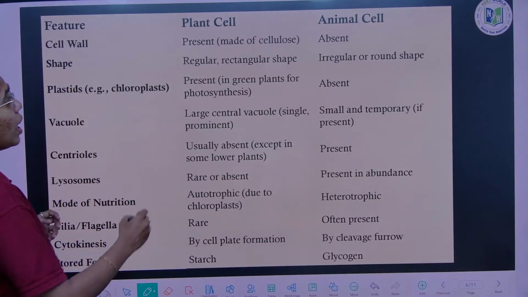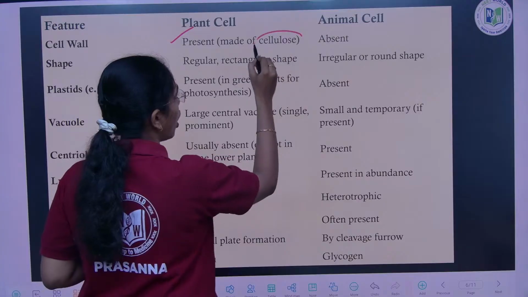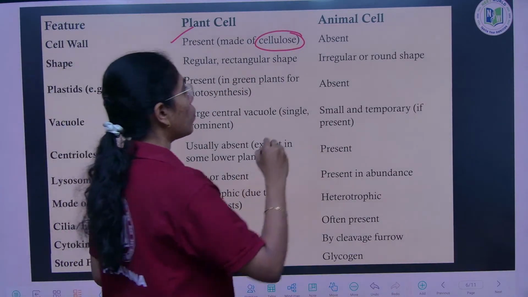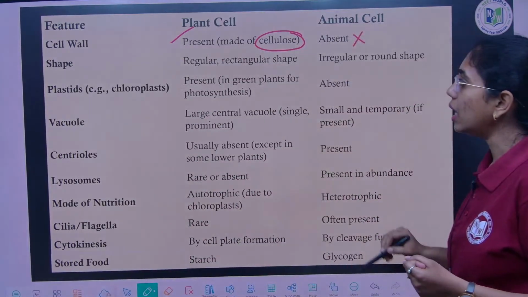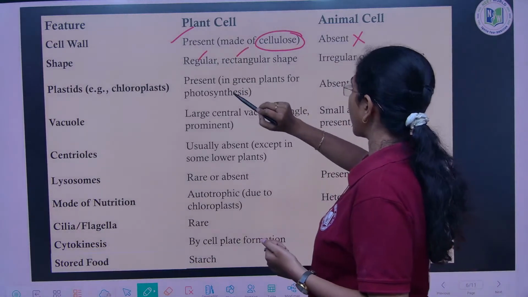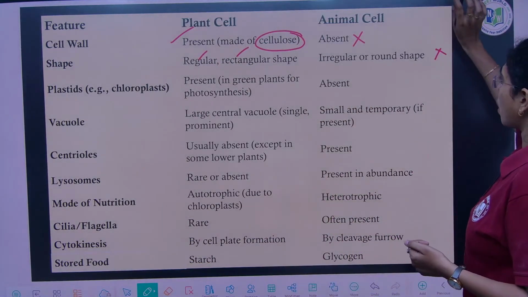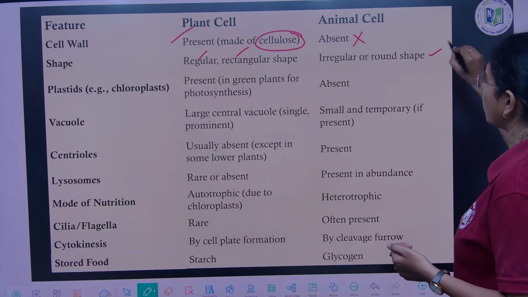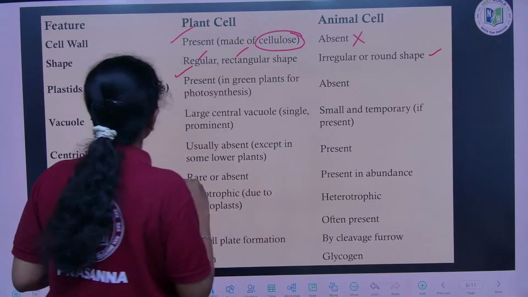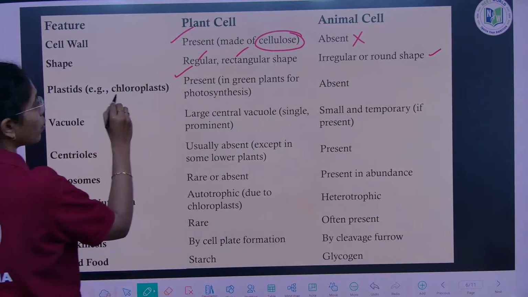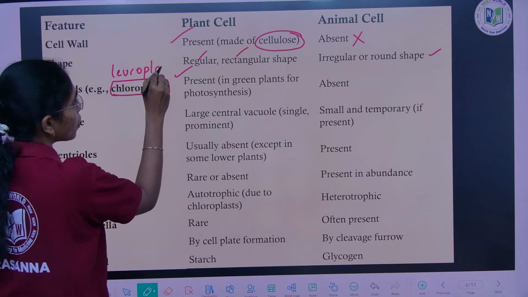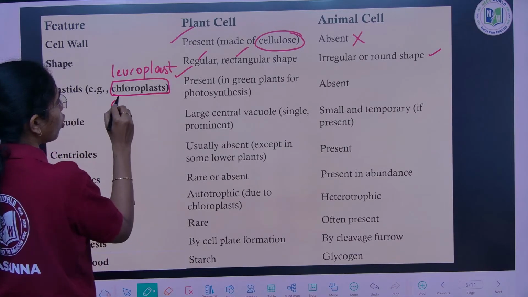First, the cell wall is present in a plant cell. We will look into the components, but the major composition is cellulose. The cell wall is absent in an animal cell. The shape of a plant cell can be regular or rectangular, while in an animal cell the cells can be irregular or round. Plastids are present in a plant cell. Plastids not just include chloroplast, they also include leucoplast and chromoplast.